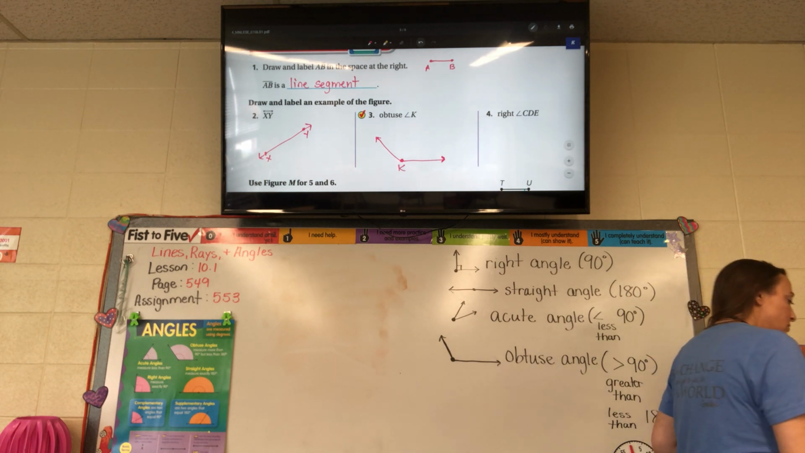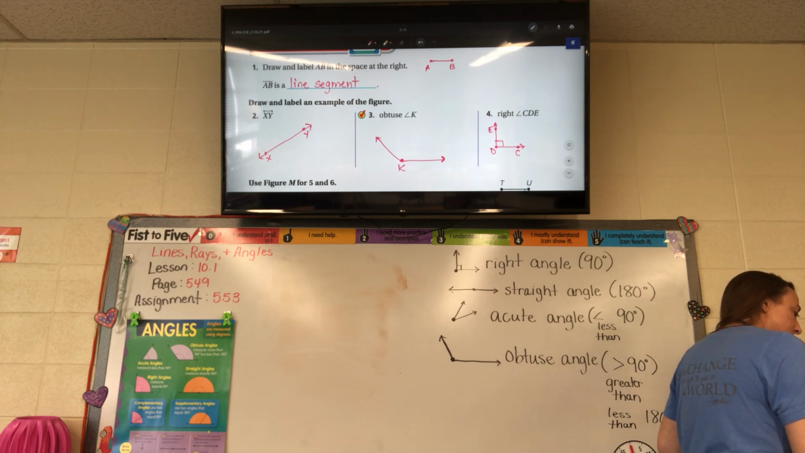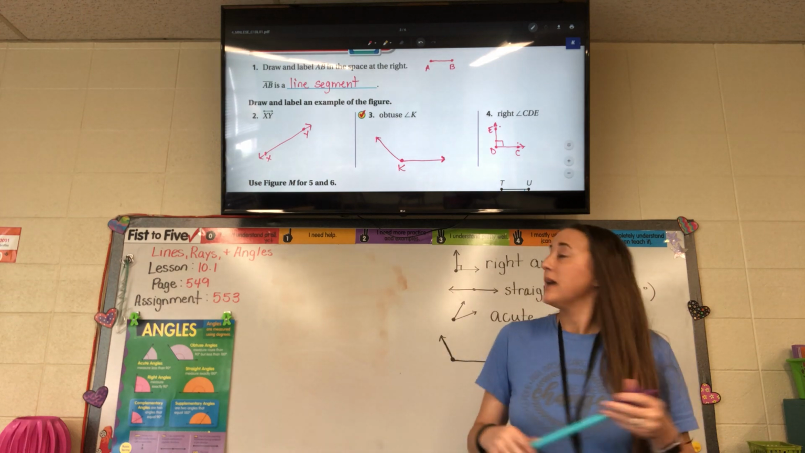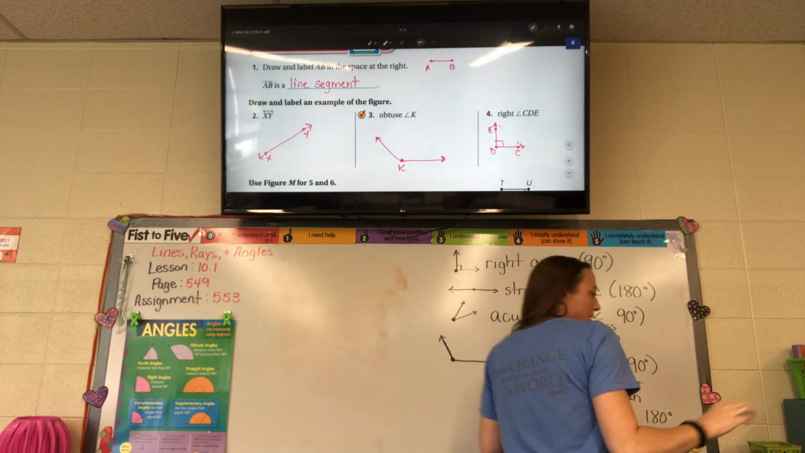And then right angle CDE. So a right angle is going to have a little box in the center, and then we're going to have 3 points on this one, and it is going to be C, D, E, or you could also label it with the C here and the E here, okay? What's important is that the middle point, which is the vertex, is going to be D because D is the middle letter here. All right.